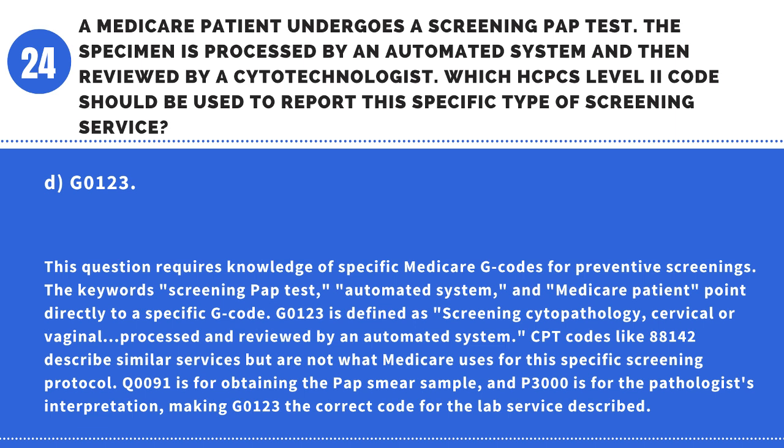The keywords screening Pap test, automated system, and Medicare patient point directly to a specific G code. G0123 is defined as screening cytopathology, cervical or vaginal, processed and reviewed by an automated system. CPT codes like 88142 describe similar services but are not what Medicare uses for this specific screening protocol. Q0091 is for obtaining the Pap smear sample, and P3000 is for the pathologist's interpretation, making G0123 the correct code for the lab service described.